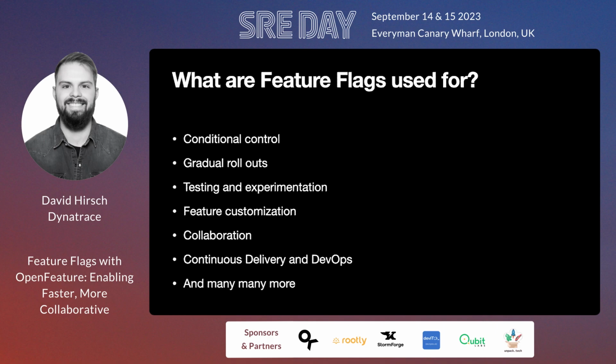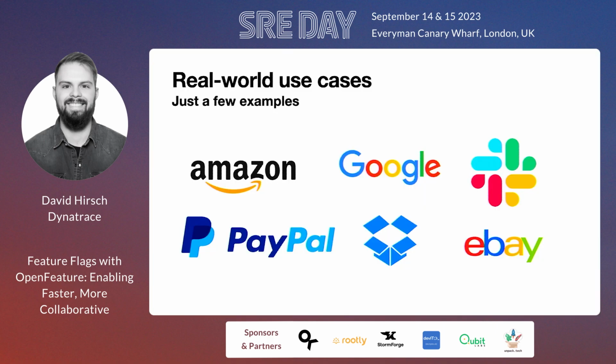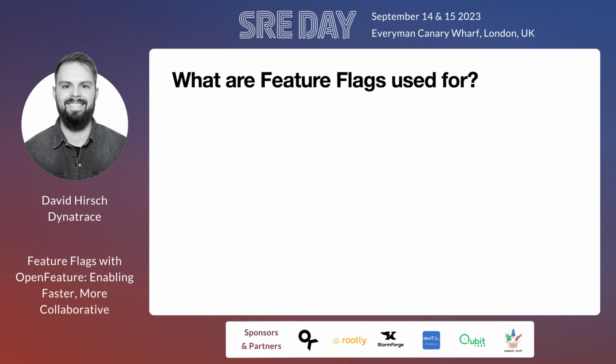But let's skip ahead to some real world use cases. I put a lot of very popular names up here just to show you that feature flags are widely used in a very large number of cases. For example, we have continuous deployments and A/B testing. Does anyone know what A/B testing is?